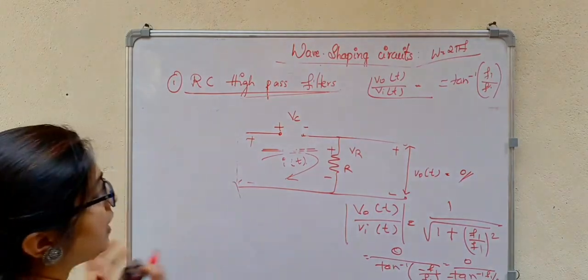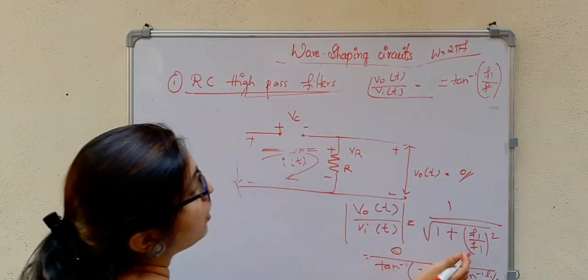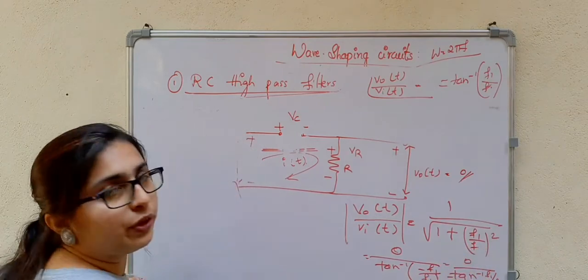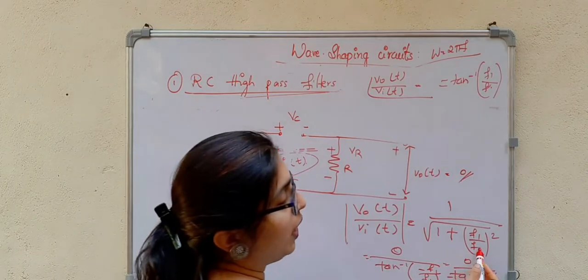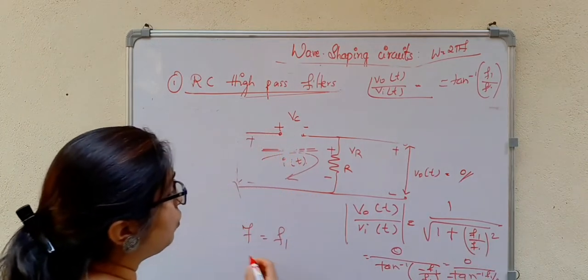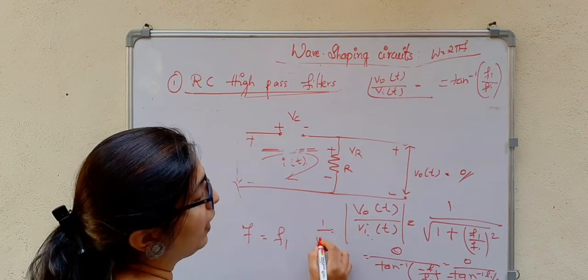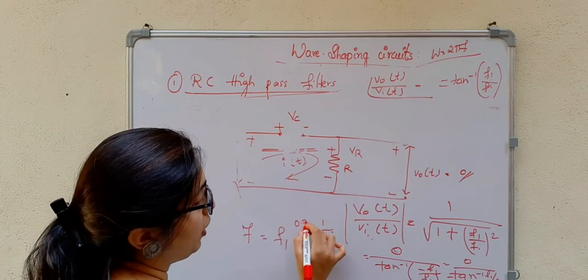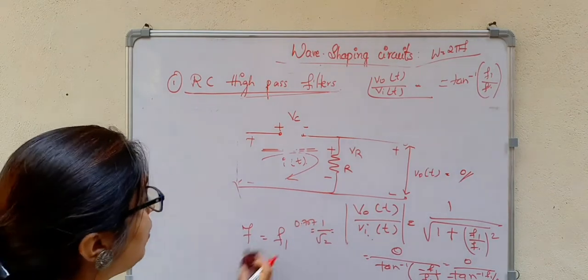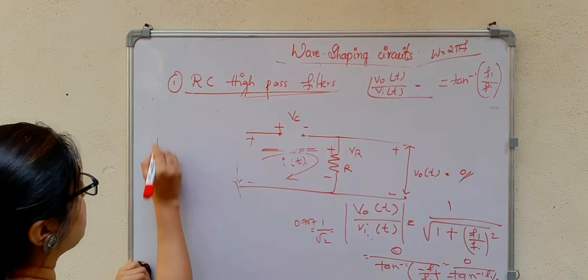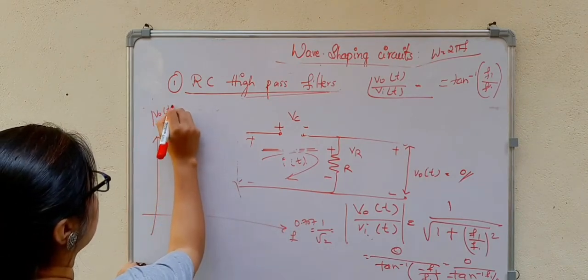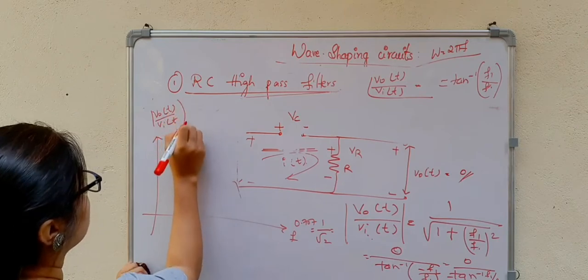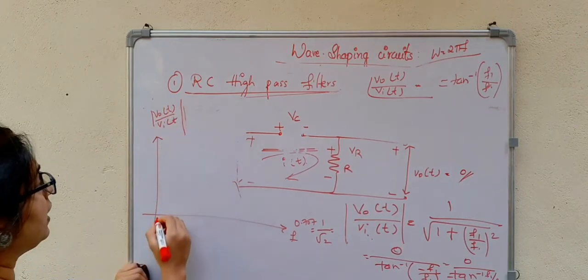So now we can see that we got the magnitude. So what happens at F is equal to F1? What happens at F is equal to F1? So this is 1, so it is square root of 2. So the magnitude will be equal to 1 by square root 2. That is nothing but 0.707. Now if I draw it, that is magnitude versus frequency, I will get like this.